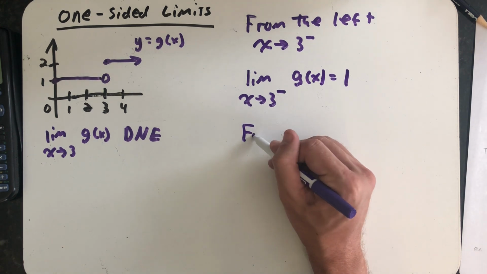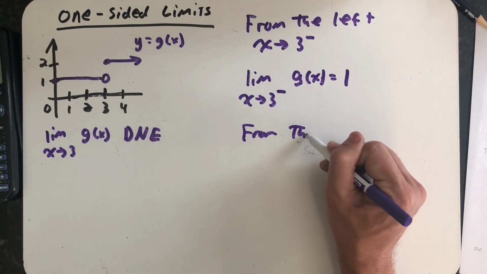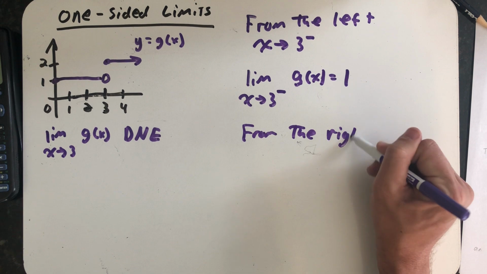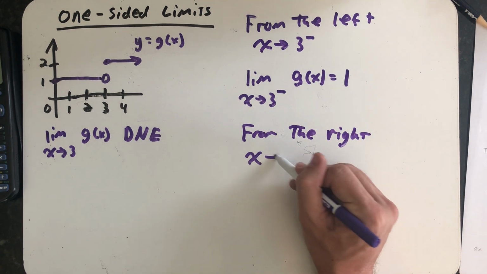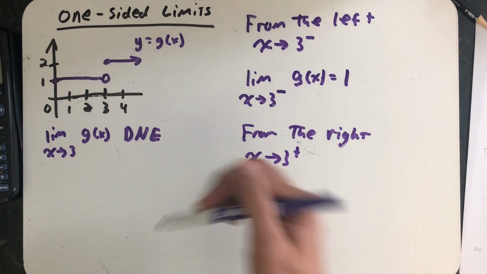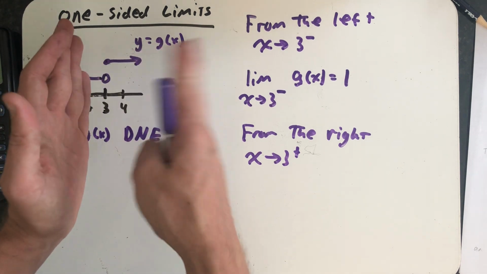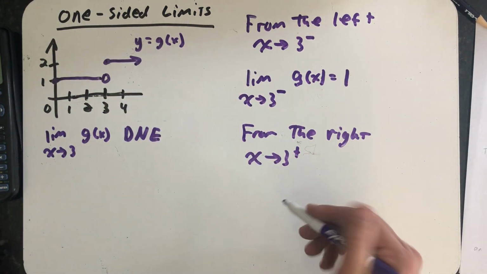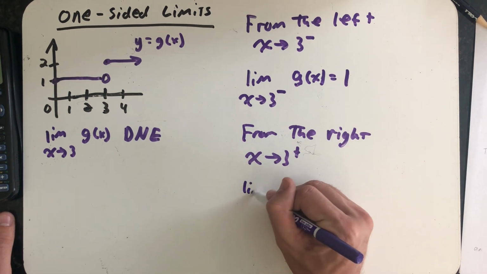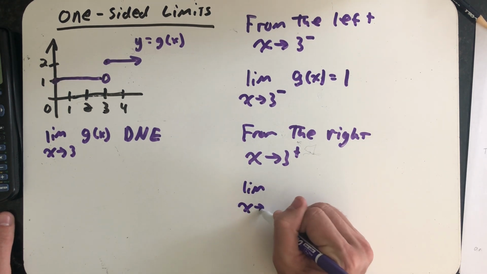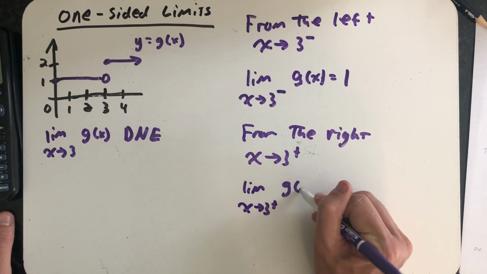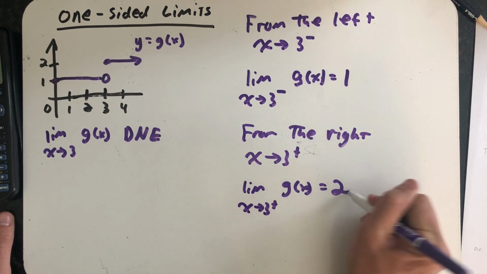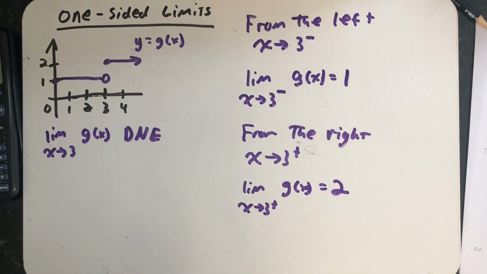A limit from the right we write down as x approaches 3 with a little plus, because I'm on this side of it, those are 3 plus something. Also the positive numbers are over there on the right. And I would write that for this function, the limit as x approaches 3 from the right of g of x is 2.